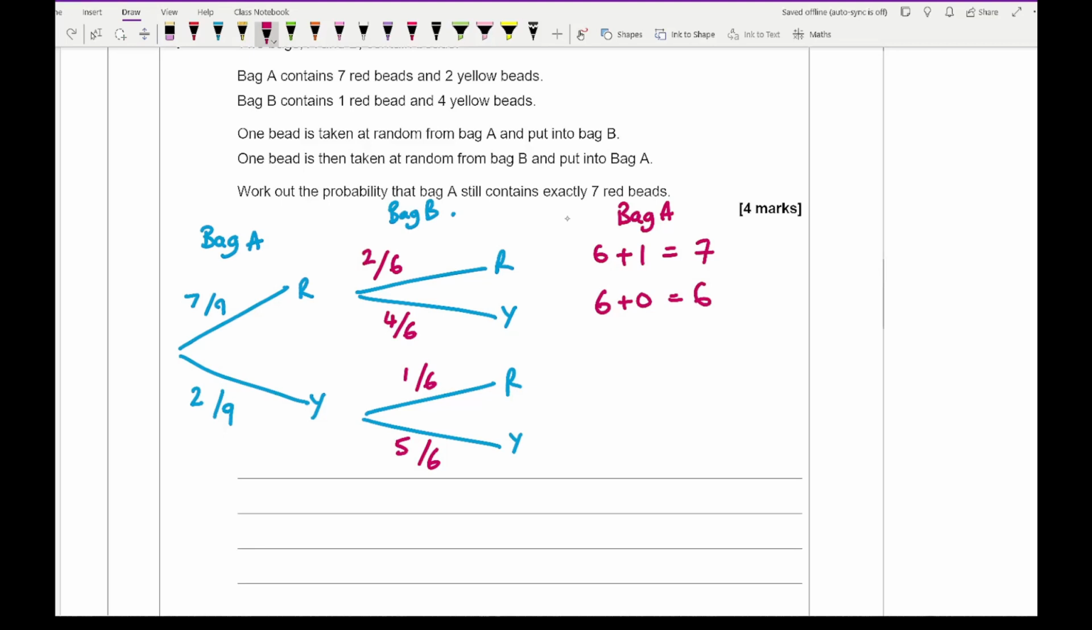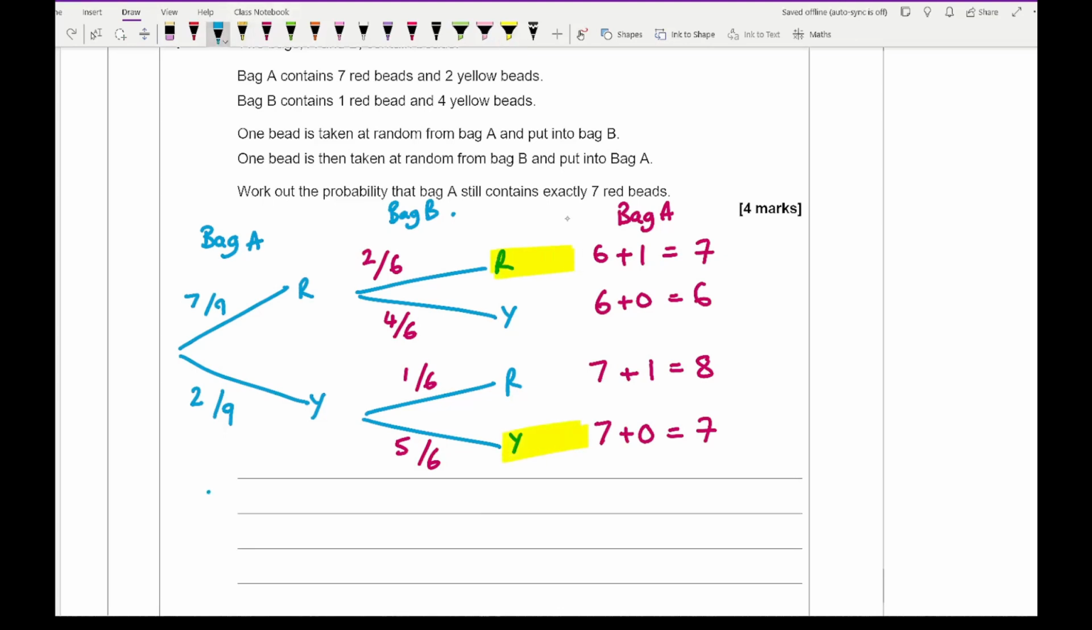Then if I pick a yellow one, then a red one, that means I've got 7, and I'm putting another red one, which is going to be 1, so that's going to be 8 red beads in bag A at the end. And if I've selected a yellow one and then another yellow one, then I'm still going to end up with 7 red beads back in the bag.